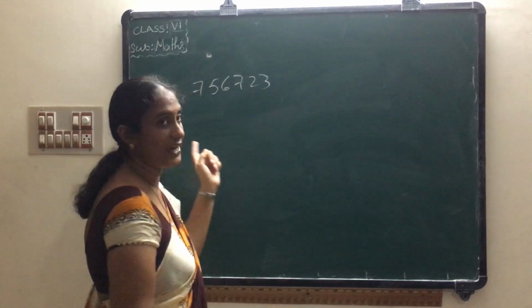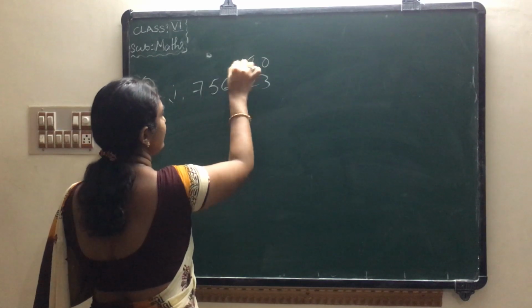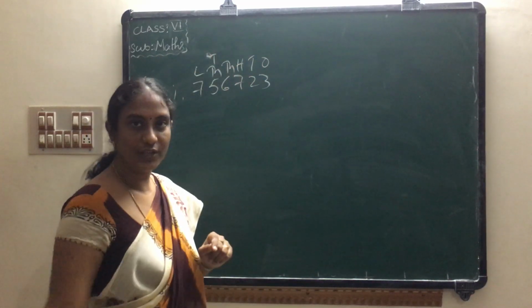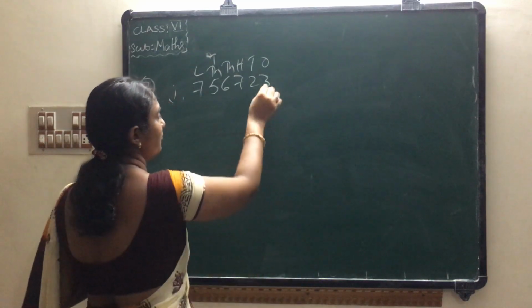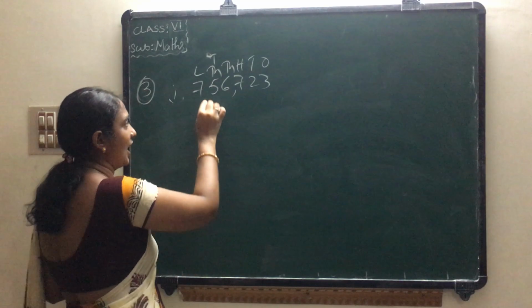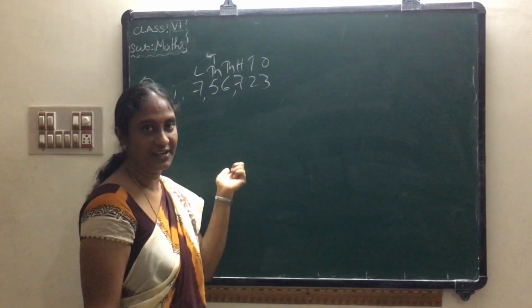Okay. Now first write the place values. Ones, tens, hundreds, thousands, 10,000s, lakhs. Okay. Now keep the commas. After first three numbers we had to keep the first comma. After 1,000 period we had to keep the second comma. Now write the number in expanded form.